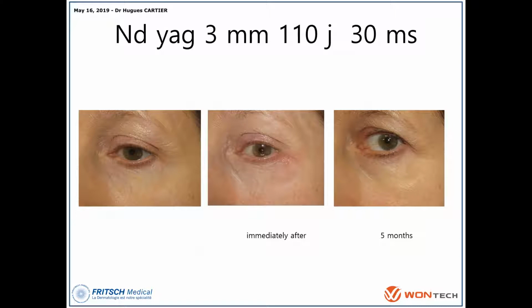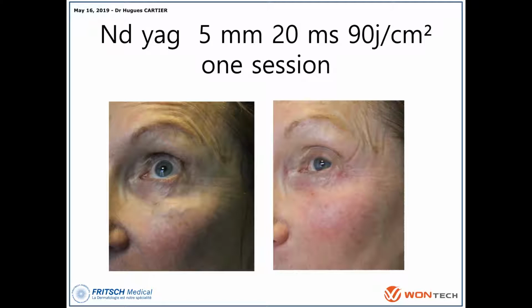You have to proceed very gently, very precisely. Very important. Immediately after, and after 5 months, you have no recovery of the small periorbital veins. You know, in an older patient also, you see a beautiful dilated vein around the orbit.